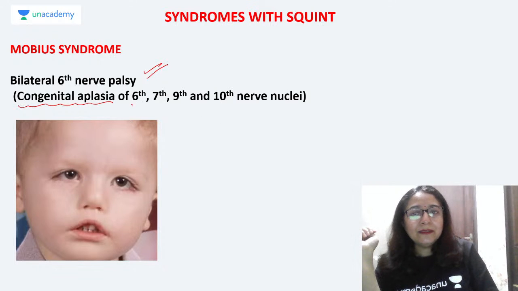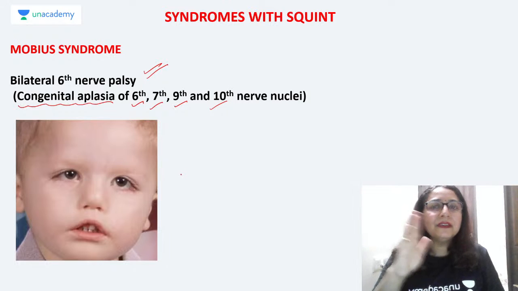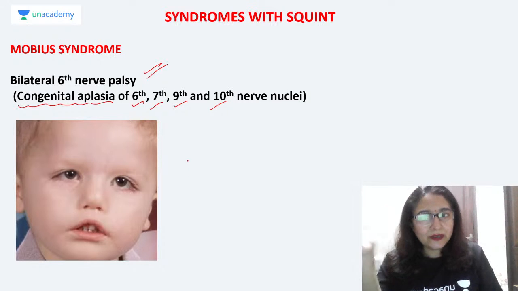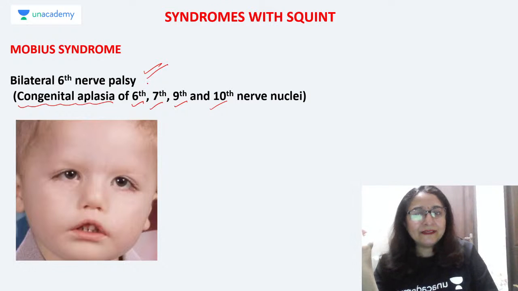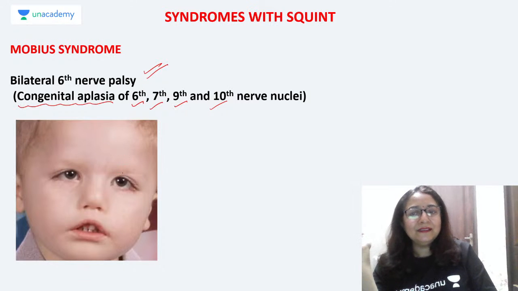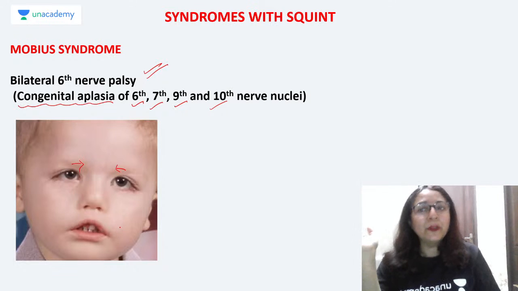Which nerve nuclei? 6th, 7th, 9th, 10th. Okay, 6th, 7th, 9th, 10th nerve nuclei, they are not developed. So in the eye, it presents as bilateral sixth nerve palsy, as you can see in this child. Both the eyes are convergent because of bilateral sixth nerve palsy.